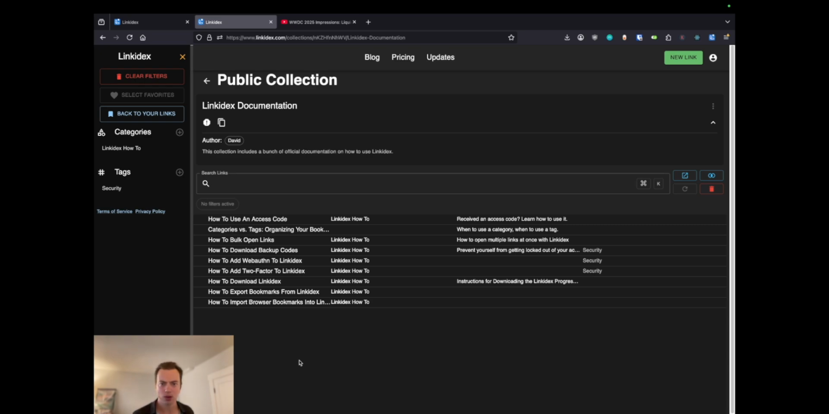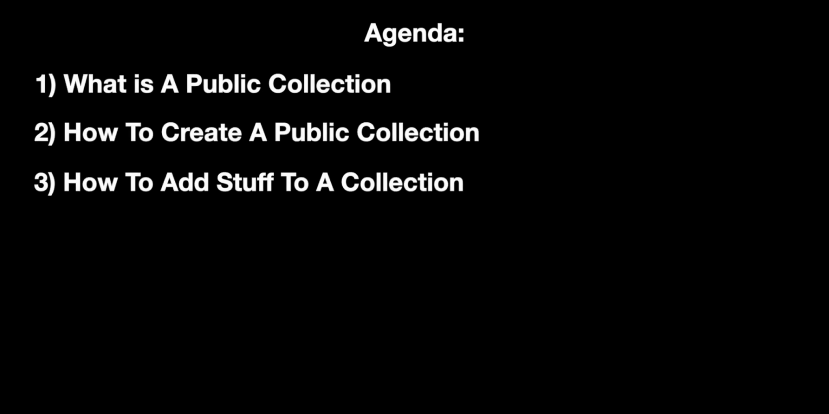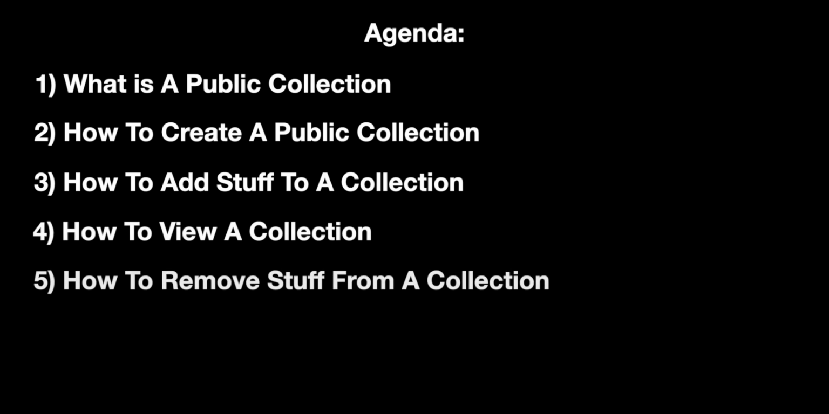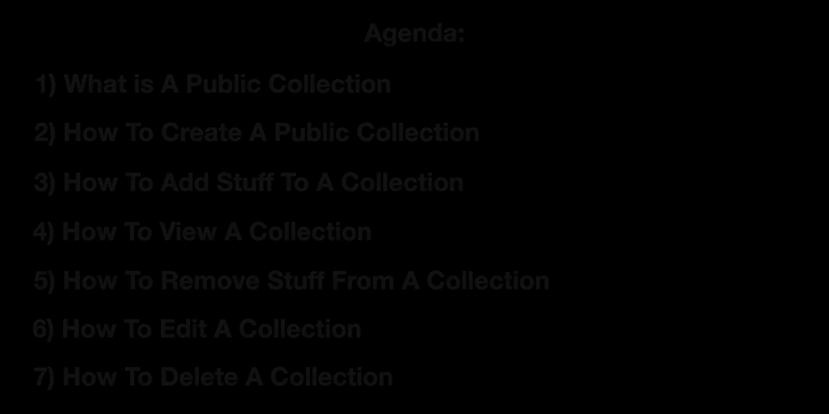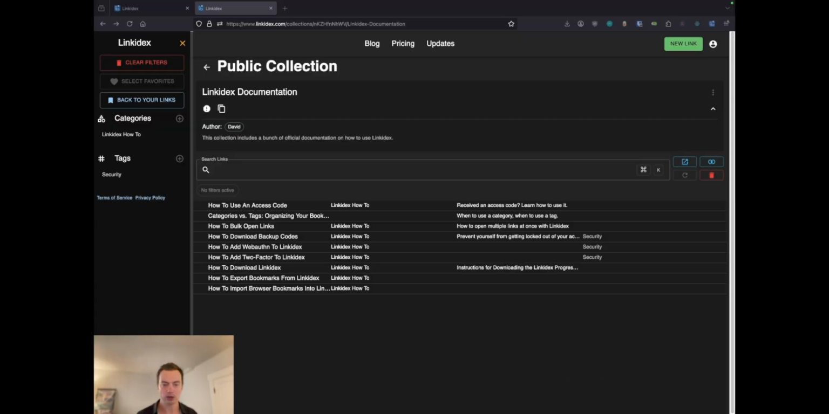This is a brief video overview of public collections on Linkidex. This video covers what public collections are, how to create a public collection, how to add stuff to a collection, how to view a collection, how to remove things from a collection, how to edit a collection, and finally how to delete a collection. Public collections let users share links, categories, tags, and folders with anyone, regardless of if that other person does or does not have a Linkidex account.